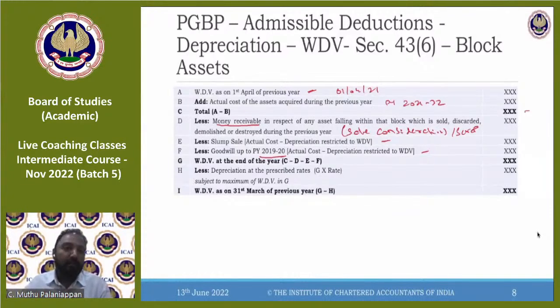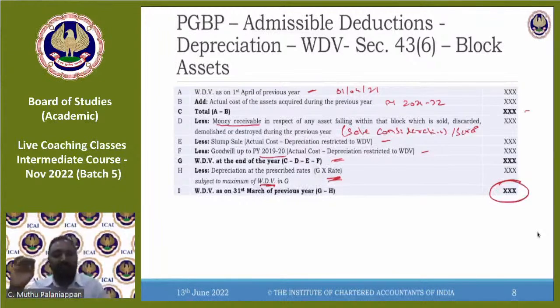All these three are removed from your WDV to get at the actual WDV at the year end. So it is C minus D minus E minus F. On this WDV, you apply the rate applicable to it. One thing you'll have to keep in mind is that depreciation cannot go above WDV. So your maximum depreciation is WDV. Typically, when does this happen? Whenever you have sold assets, since you have slump sale, goodwill, or money receivable, sometimes your WDV might be much lower, so if you apply the rate, it might go negative. Your WDV cannot go negative. So you restrict your depreciation to the WDV. The net difference becomes your WDV as on 31st March of the previous year, which will be used for 1st April. So that's what WDV computation is about.